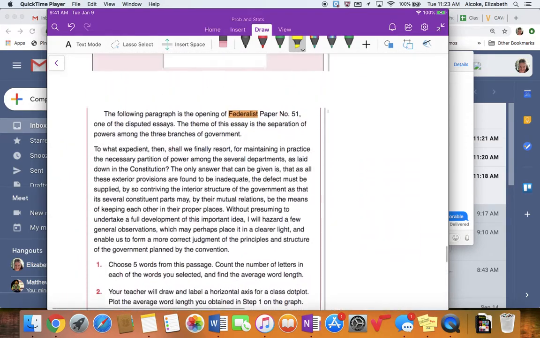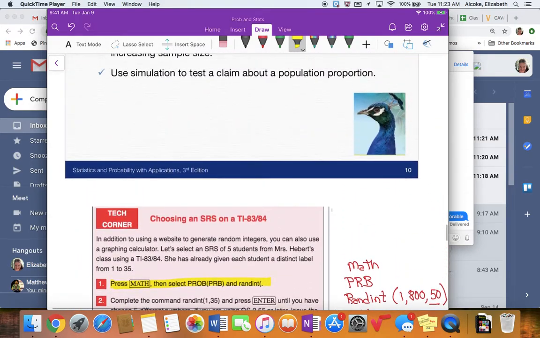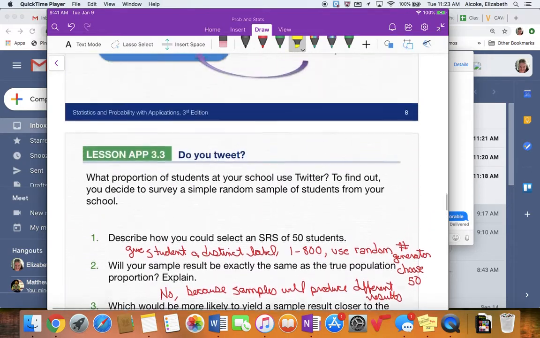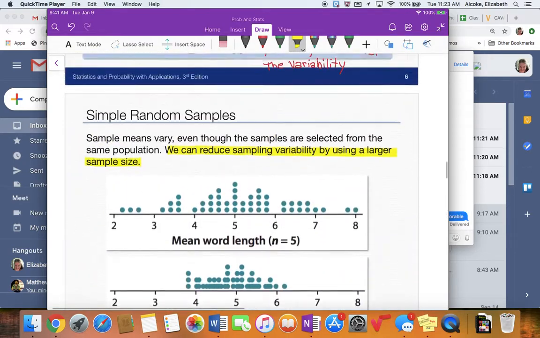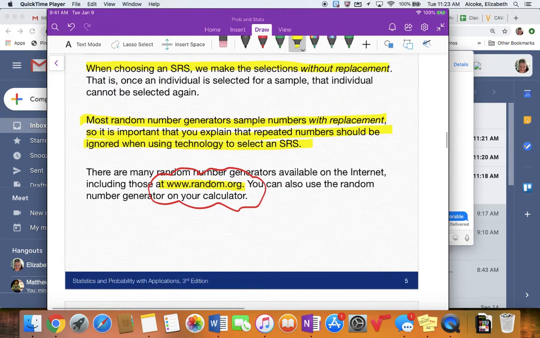Also, if you don't have a graphing calculator, back up here, we highlighted the website random.org, which has a random integer generator. It will do the same thing that your graphing calculator will do if you don't have a graphing calculator handy. So you can always use one on the internet as well.